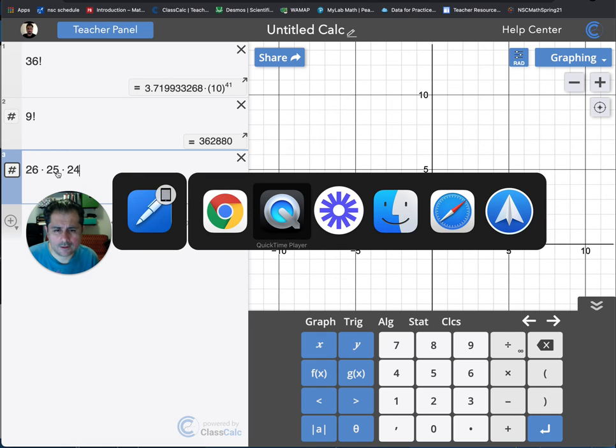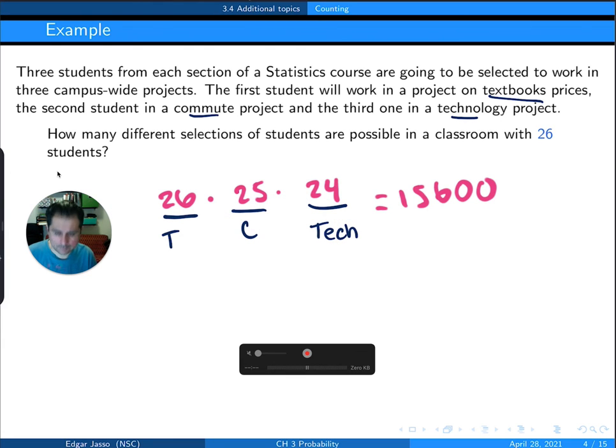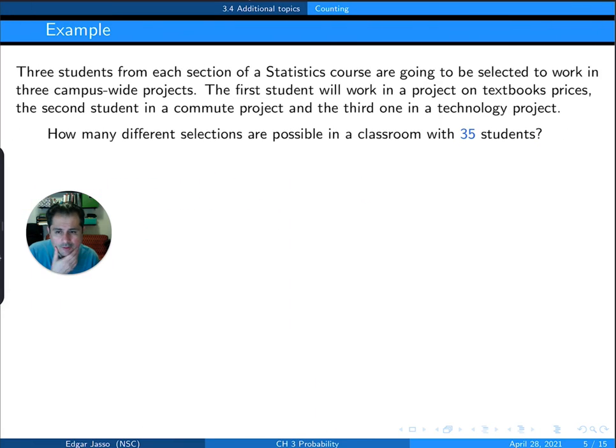Okay, so that's how many committees I have. Now what if I change the question? It's the same question, but now 35 students. Well, I think we're a little bit of an expert now. We know this is going to be the same thing.